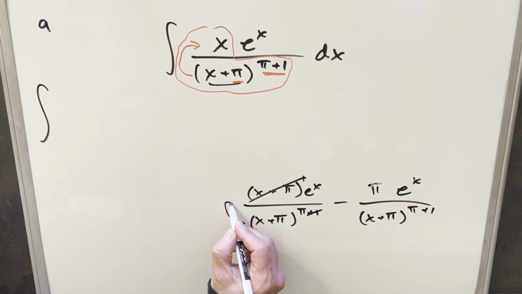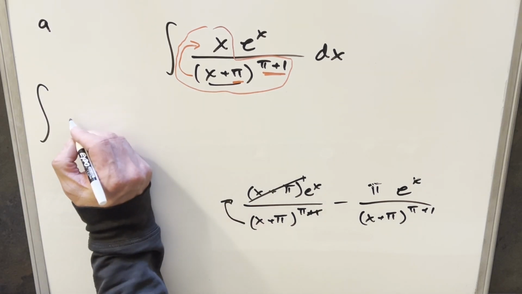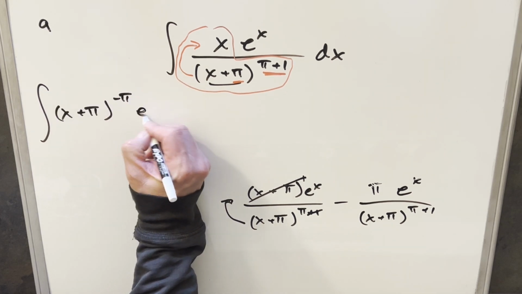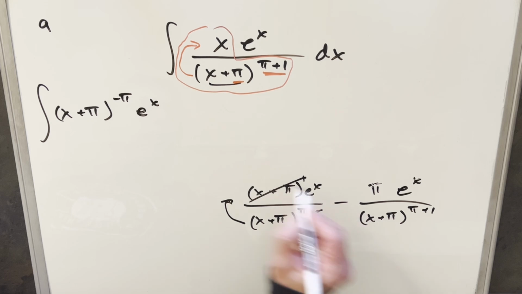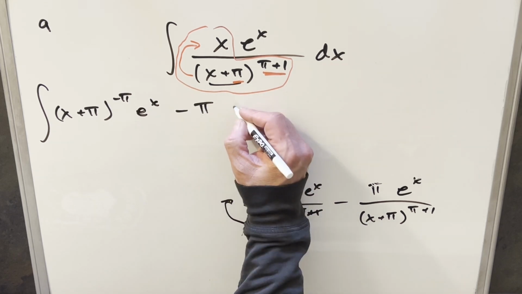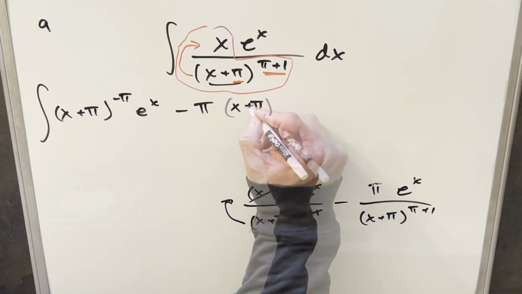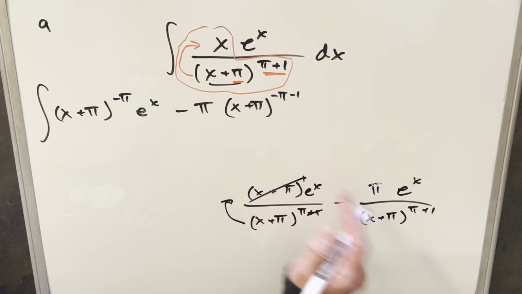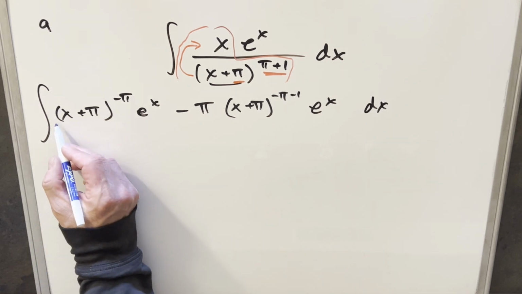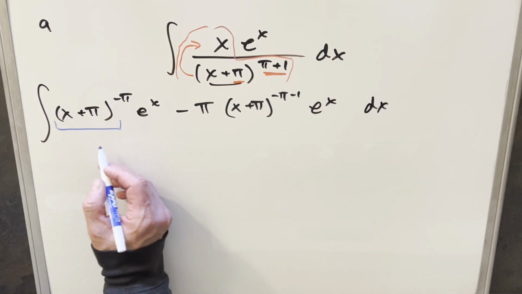For this first fraction, I want to bring this thing into the numerator. So I'm going to write it as (x plus pi) to the minus pi, bring it into the numerator, times e to the x. And then here we bring in this minus pi, and again I'm going to bring this into the numerator, so I can write this as (x plus pi) to the minus pi minus 1, again adjusting the exponent for the numerator, and then we'll have our e to the x here.